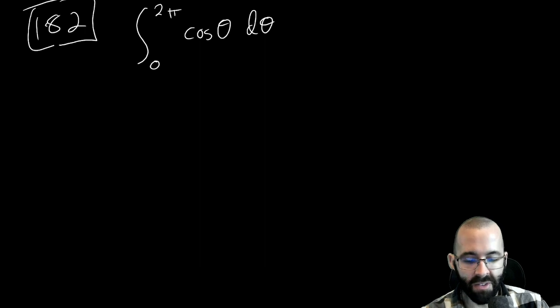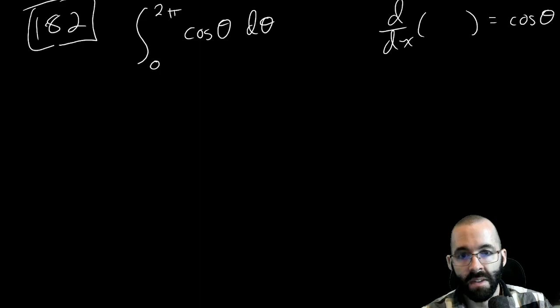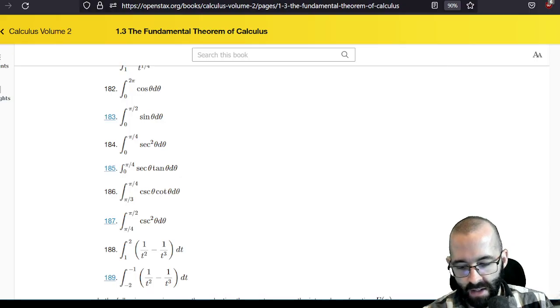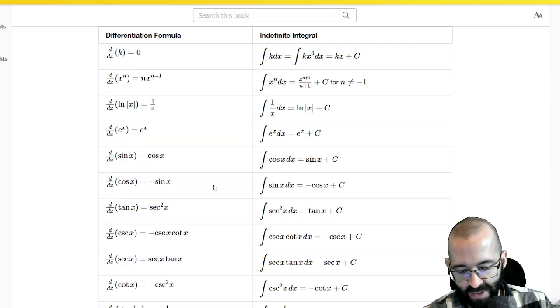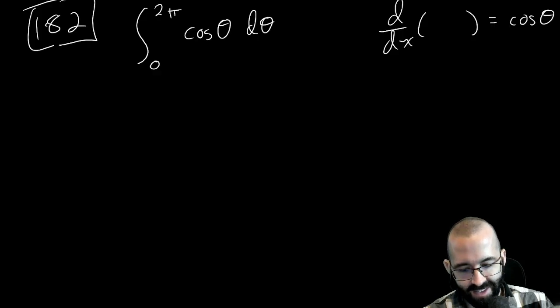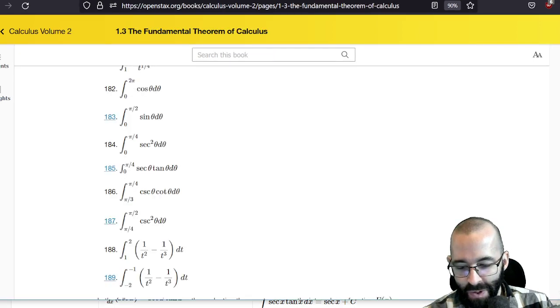So we need the antiderivative of cosine. Remember, that's the derivative of what is going to equal cosine? Our answer is going to be negative sine. You can also find that in your table. In this table, antiderivative of cosine is indeed, wait, what? Positive sine, because the derivative of positive sine is positive cosine. Woohoo! Okay.